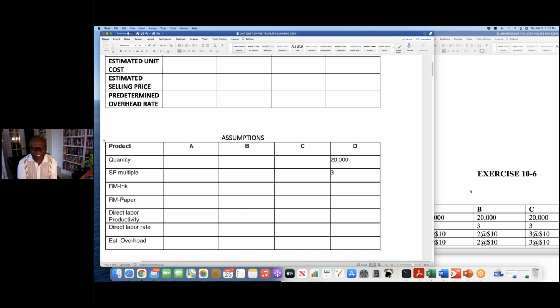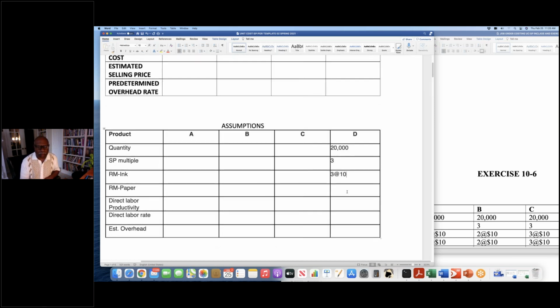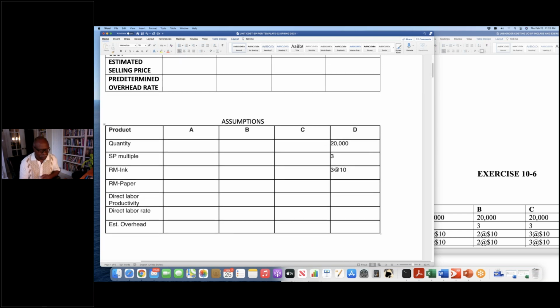Okay. Raw materials ink. It's 30 because it says 3 at 10. I want the assumptions now. What are the assumptions? 3 at 10. So I'm telling it all the way so that we're clear. So what's the assumption on paper? 4 at 10. I'll take your word for it. 4 at 10.